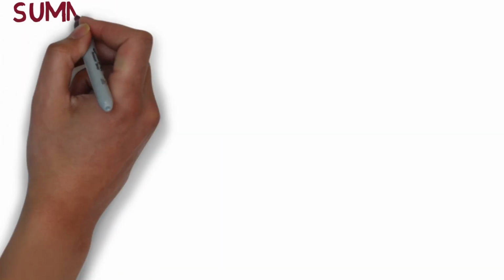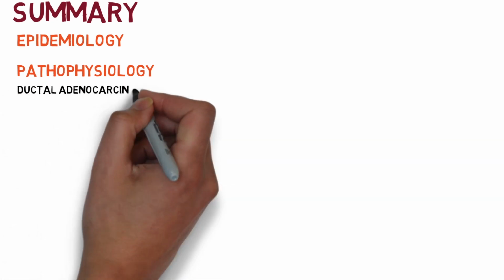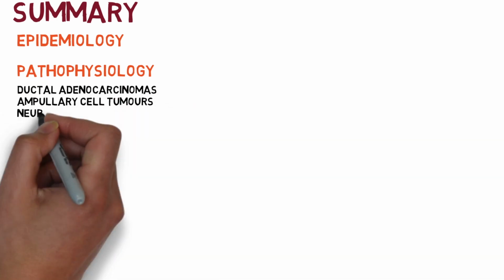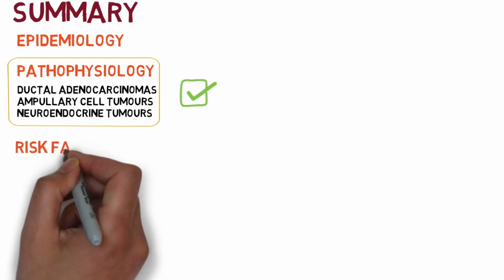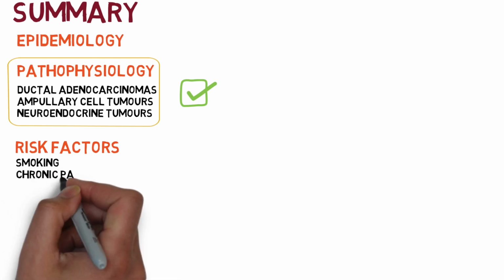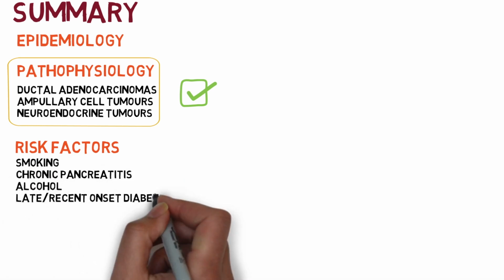To summarise what we've covered in this video, we briefly reviewed the epidemiology of pancreatic cancer, looked at the pathophysiology and different types of pancreatic cancer, including ductal adenocarcinomas and solid pseudopapillary tumours and touching on neuroendocrine tumours, risk factors such as smoking, chronic pancreatitis, alcohol, or late/recent onset diabetes.